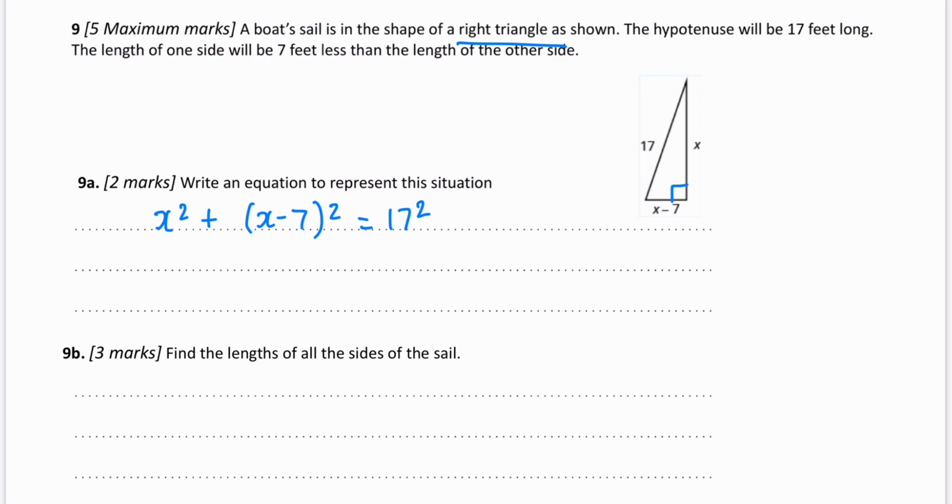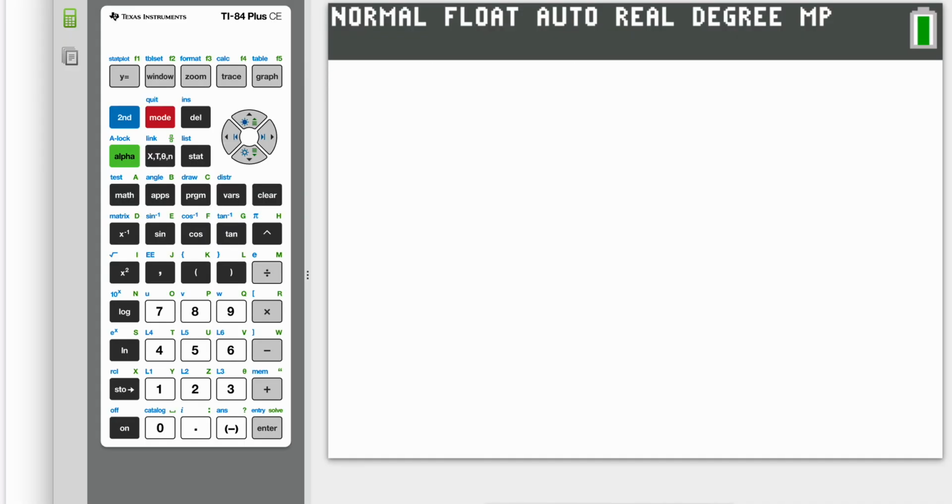In order to do that, we know that we need the equation to equal 0. So I'm going to have to rearrange this function. So if I rearrange it, then I would have x squared plus x minus 7 squared minus 17 squared equals 0. So I've taken off the 17 squared from both sides. And now that it's equal to 0, I can graph it into my calculator.